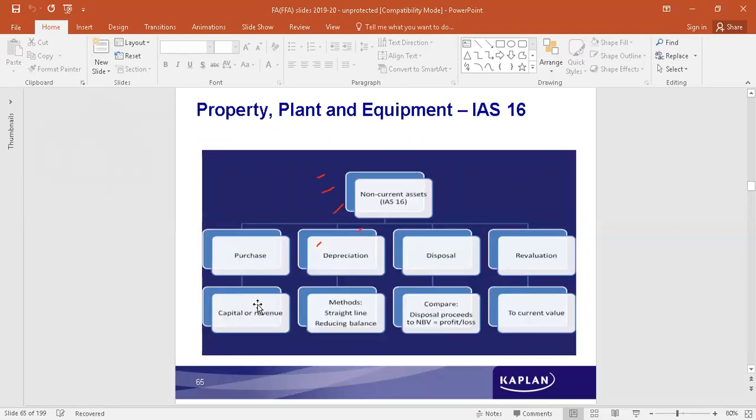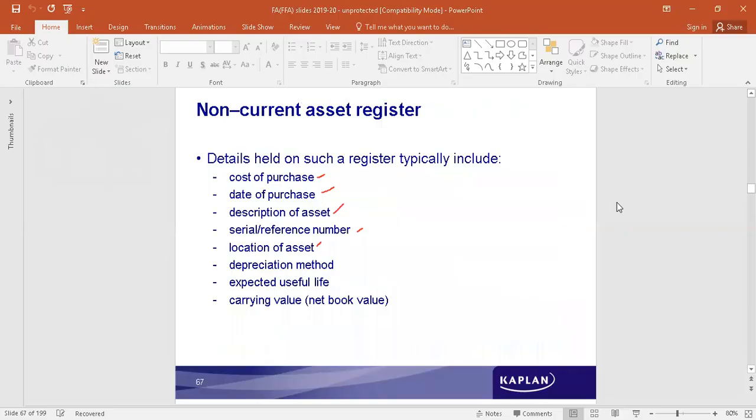First is the purchase. The details about the purchase would be accounted for. After the purchase, depreciation has to be charged. What is depreciation?